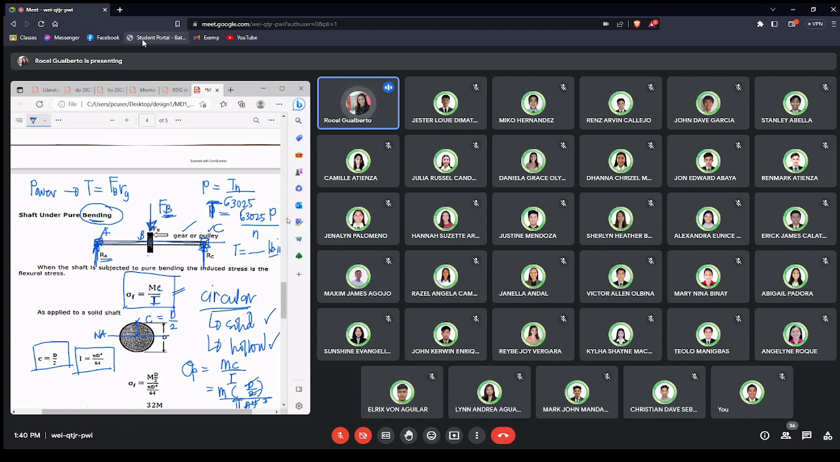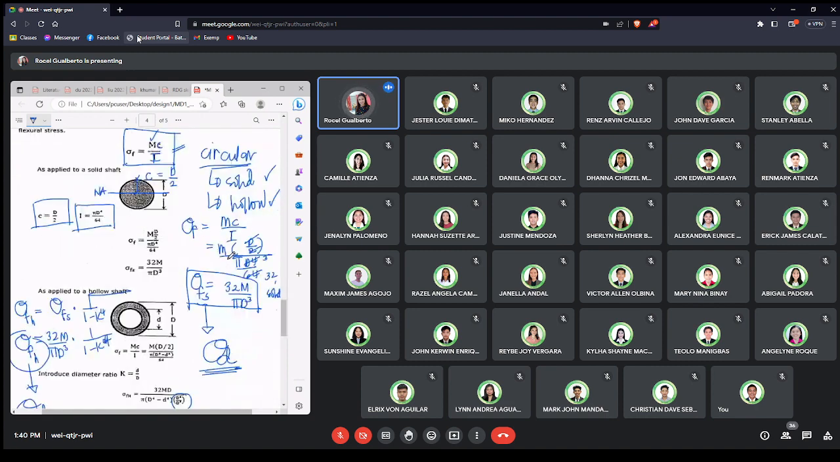And once you know here the bending load, ano po ang sunod natin gagawin? For you to obtain yung maximum moment. So, anong gagawin natin doon sa bending load? We'll create here a shear and moment diagram and obtain the maximum moment. So, yun po ang gagawin.